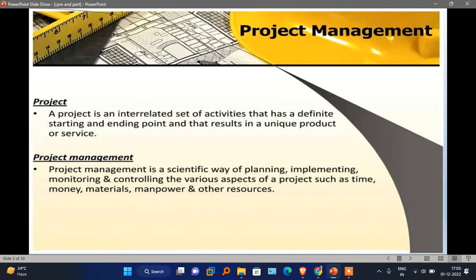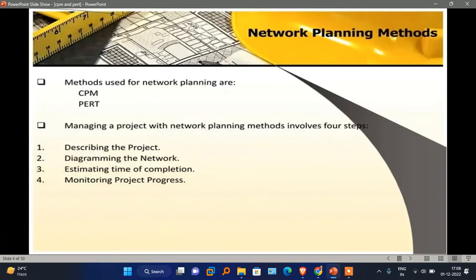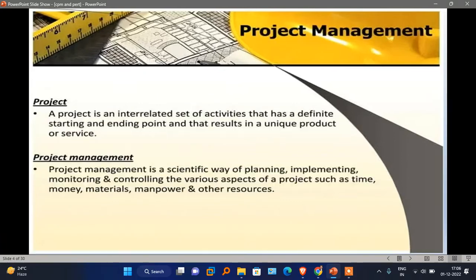Now what about project management? A project is an interrelated set of activities that has a definite starting and ending point and that results in a unique product or service. Last time we discussed that a project must have an initial point and an end point, and it must have a sequence of activities.